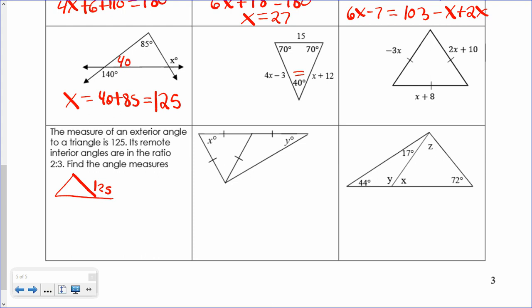No. No. Yes. One of them is 2x, the other one is 3x.